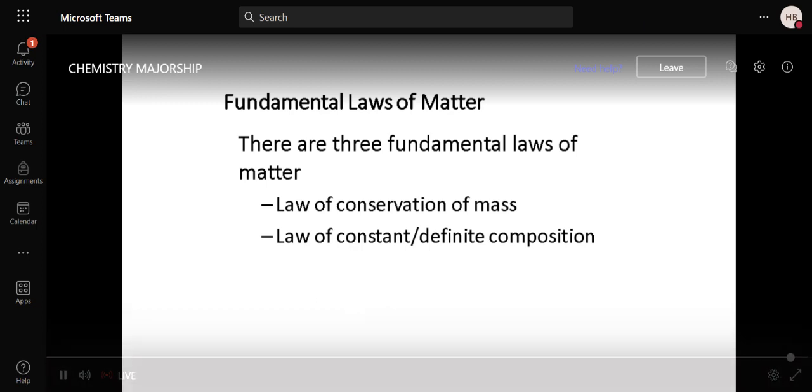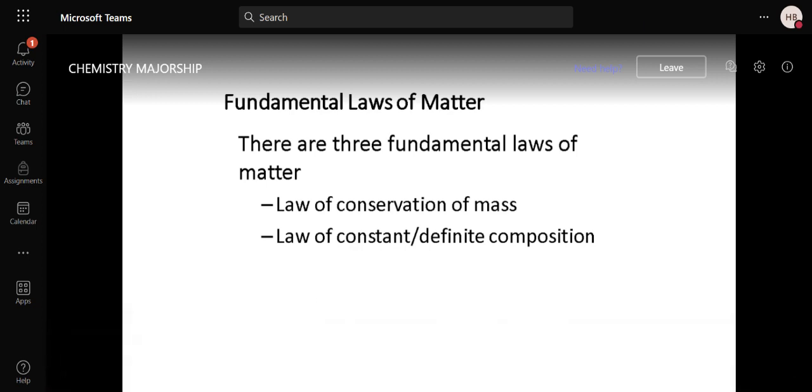So, this is very basic. The scientists who have done studies in chemistry, or let's just say basically science, were able to find out that a specific compound is made by a specific or a definite composition. Yun nga po yun, yung parang may ratio na definite siya.